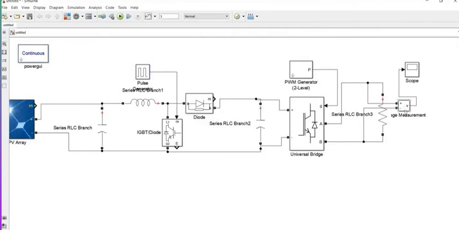And you can also take the voltage measurement here also to measure the solar panel output voltage, what we are getting before boosting, and take the scope here to see the waveforms. And you can also take the voltage measurement after boost up.